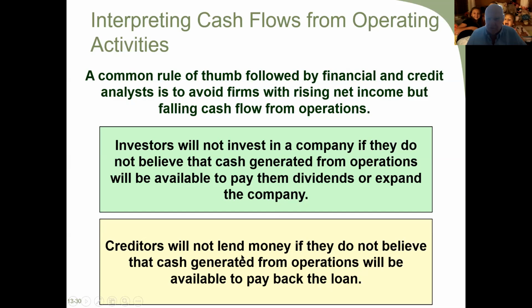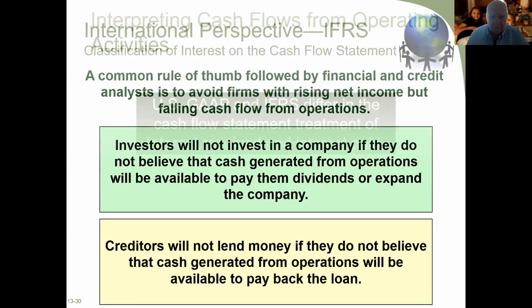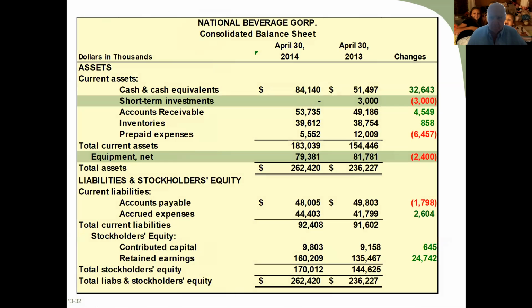Also, no one's going to lend you money. Banks aren't going to loan you money. Investors who do own your stock are going to be dumping it, further exacerbating your cash flow woes. International. Okay, we're back to our famous balance sheet. I see they have changes here in contributed capital and retained earnings.